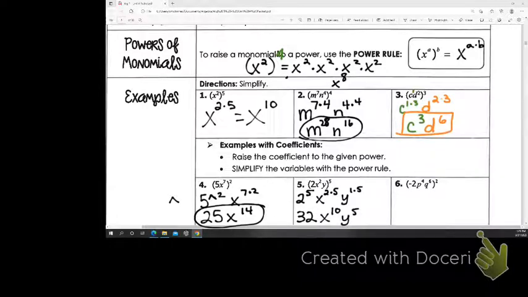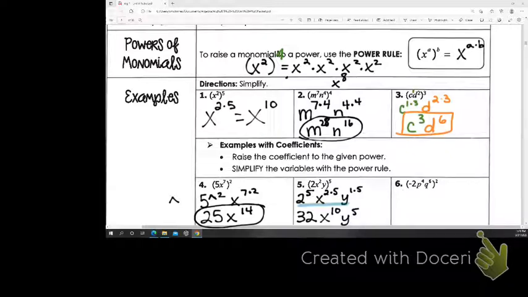And again, this is just what's happening in my head, but it doesn't really all happen at once. It's like the first thing happens, and then I write down 32. And then the second thing happens, and I write down x to the 10th, etc.